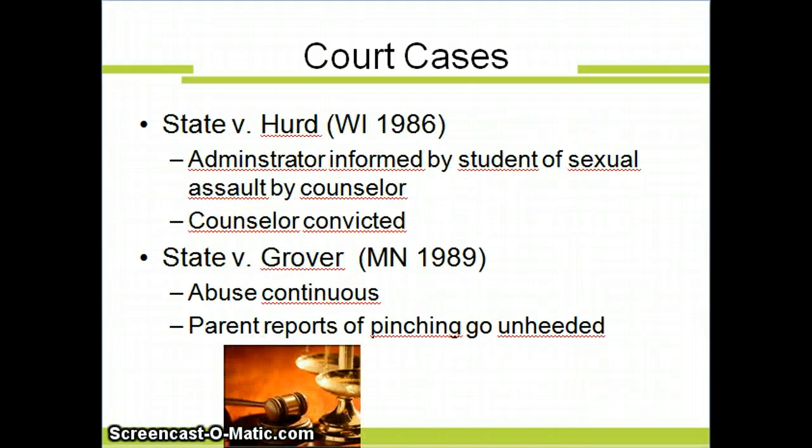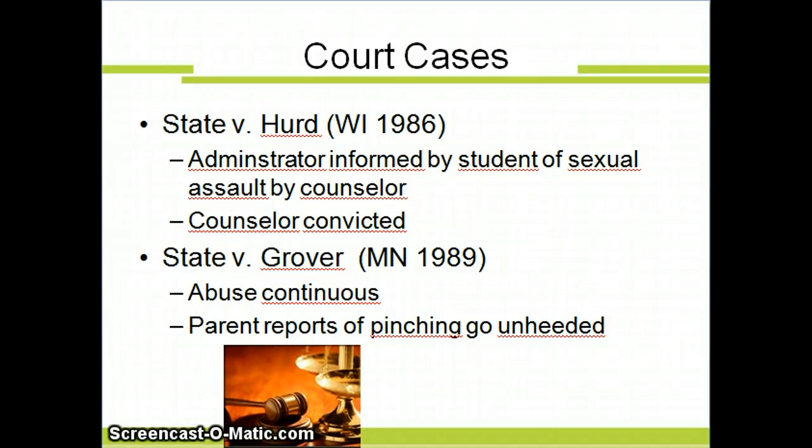More criminal cases is State versus Heard in 1986. The administrator was informed by the student of sexual assault by the school counselor. The counselor was subsequently convicted of this crime, but because the administrator did nothing on the initial contact, he was also convicted for failure to report.